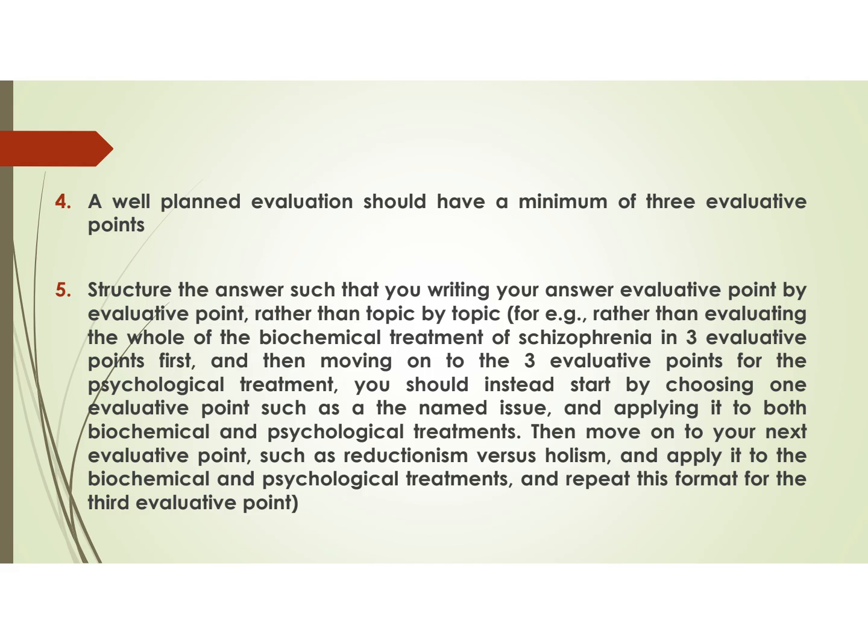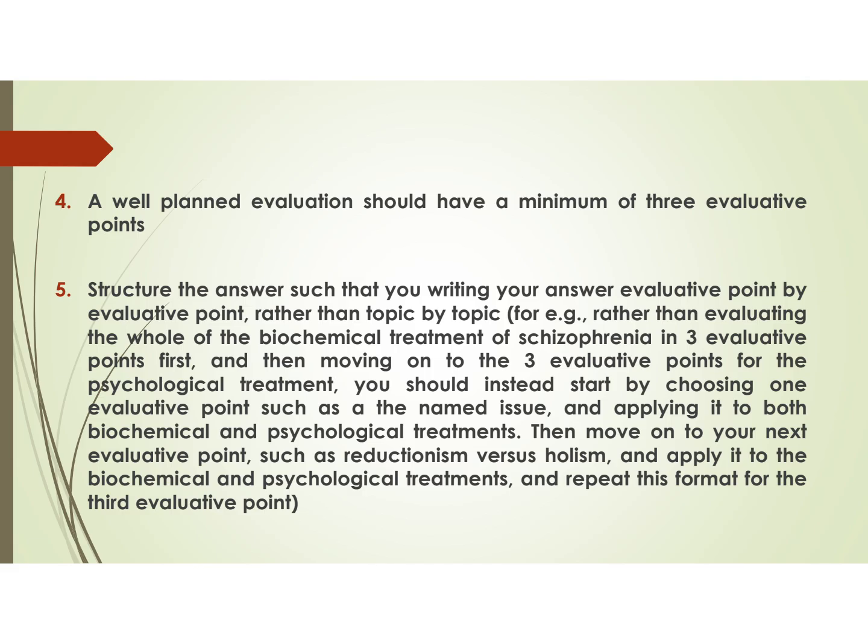So the way that this answer is structured is you're evaluating it topic wise. So first the biochemical treatment, and then the psychological treatment. That is not the recommended format. The Cambridge examiners say this is not a recommended format. They do not want you to evaluate it topic wise. Instead, they prefer it if you evaluate it evaluation point wise. Now, what does that even mean?